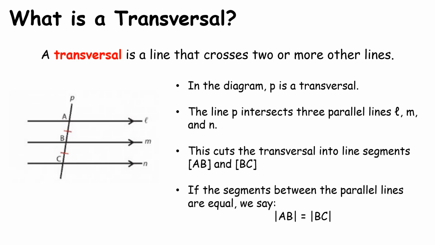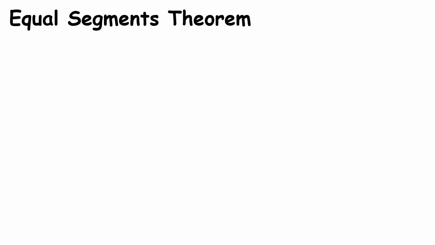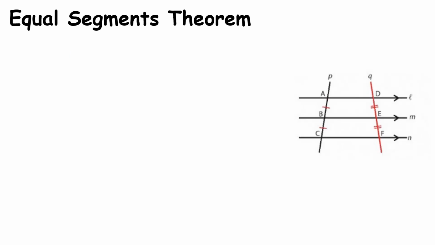the length of BC. You will have already met transversals in the angles video. We work with transversals when we talk about alternate and corresponding angles. In this video, we're going to go deeper and our focus is not on the angles, but on actual lengths of line segments. So the first theorem we're going to meet today is the equal segments theorem.